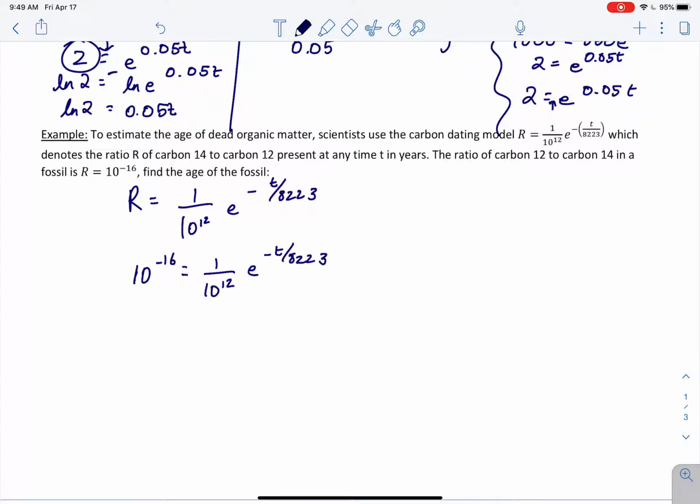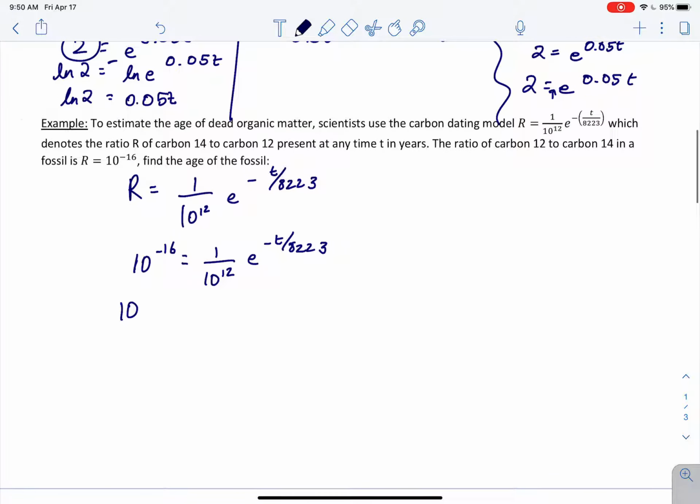So again, in this case, we're just solving this equation for t, which means we can multiply 10 to the 12th on both sides. So this is going to be negative 4. E to the negative t over 8223. We take the natural log on both sides.